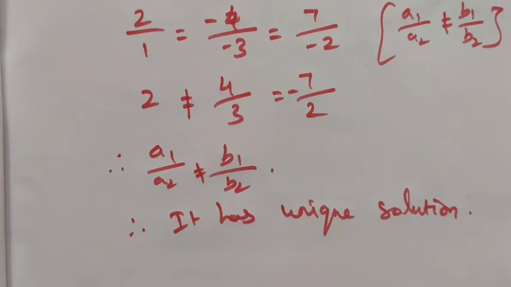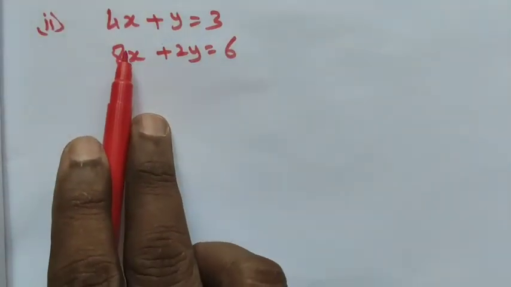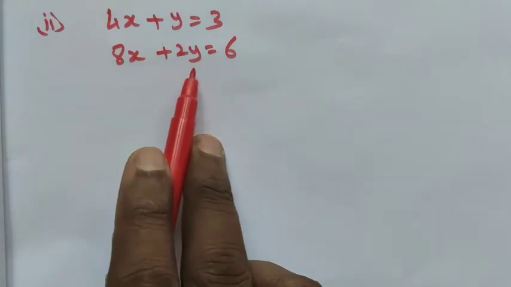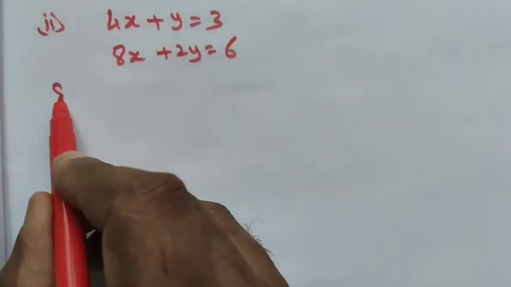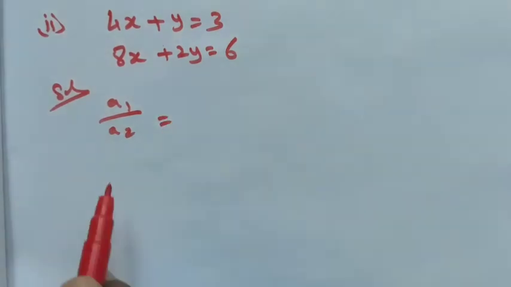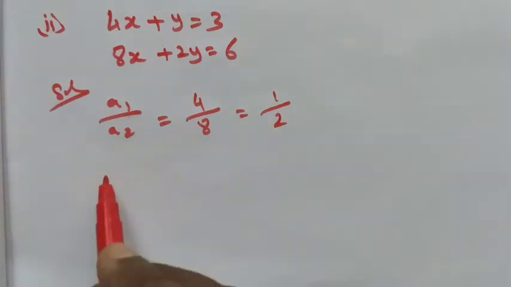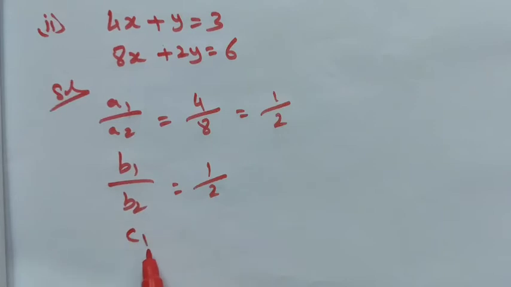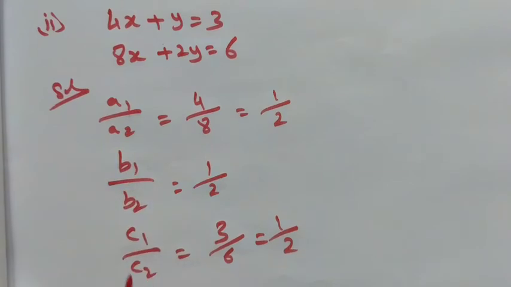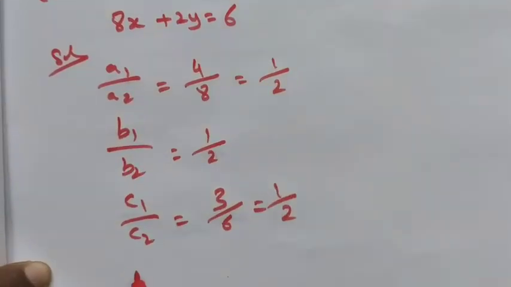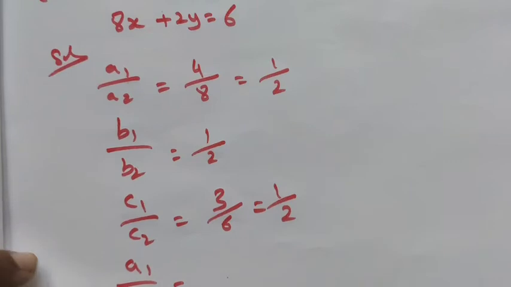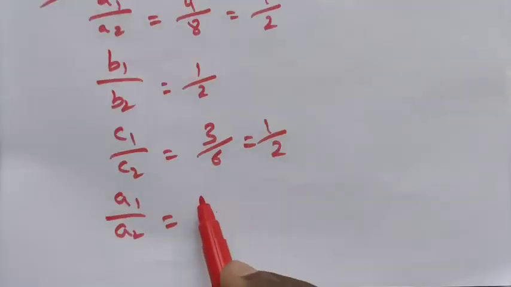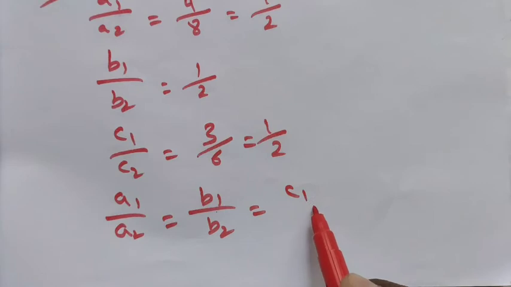Next we see the second Roman number. Here the second is given as 4x plus y is equal to 3 and 8x plus 2y is equal to 6. Here also we use the same form: a1 divided by a2 is equal to 4 divided by 8, the coefficients of x, which is nothing but 1 by 2. b1 divided by b2 is equal to 1 divided by 2, and c1 divided by c2 is equal to 3 divided by 6, which is nothing but 1 by 2. By this condition all the terms are equal, so a1 divided by a2 is equal to b1 divided by b2 is equal to c1 divided by c2.